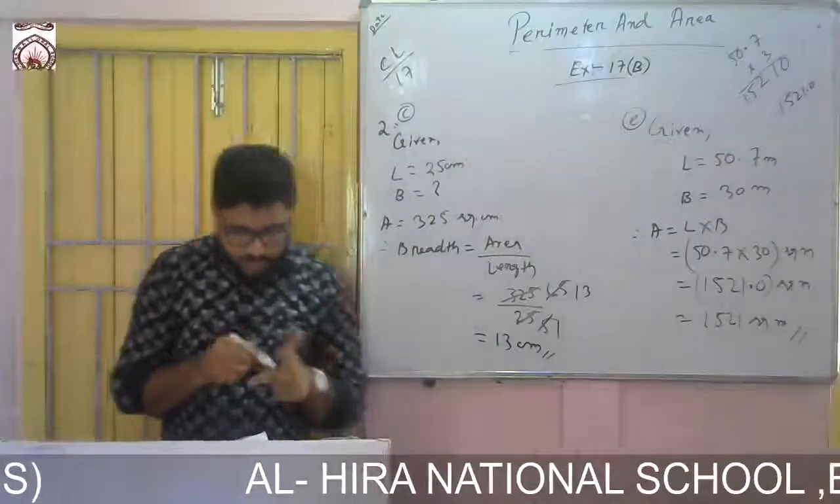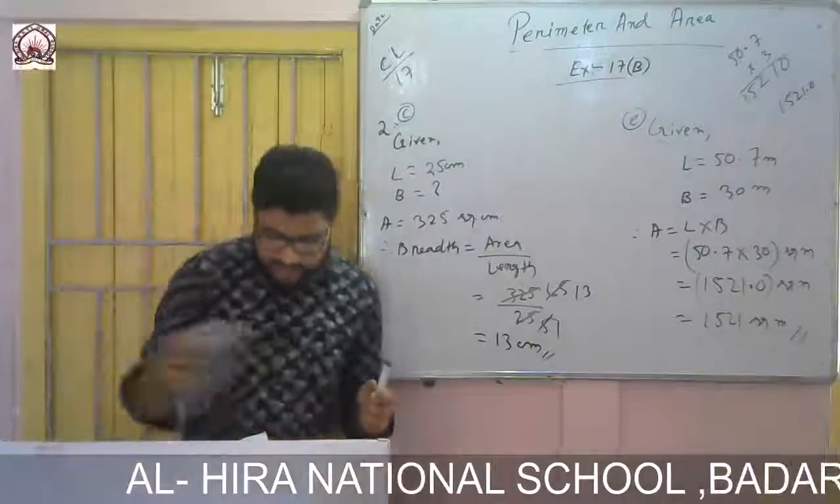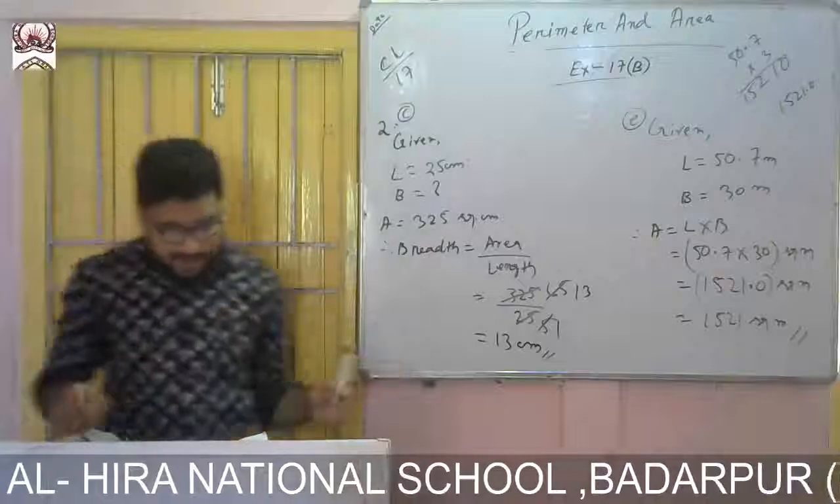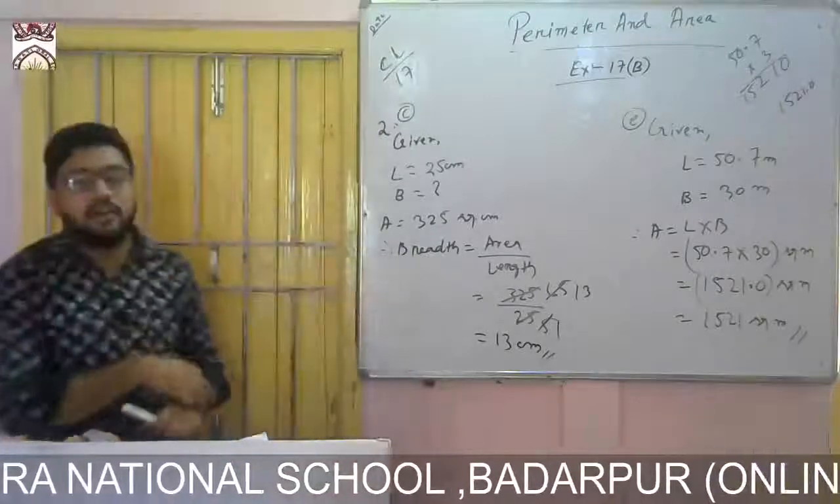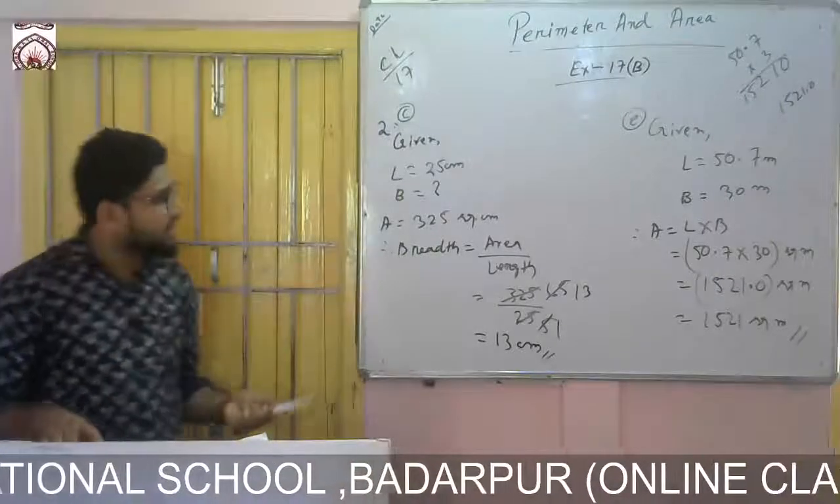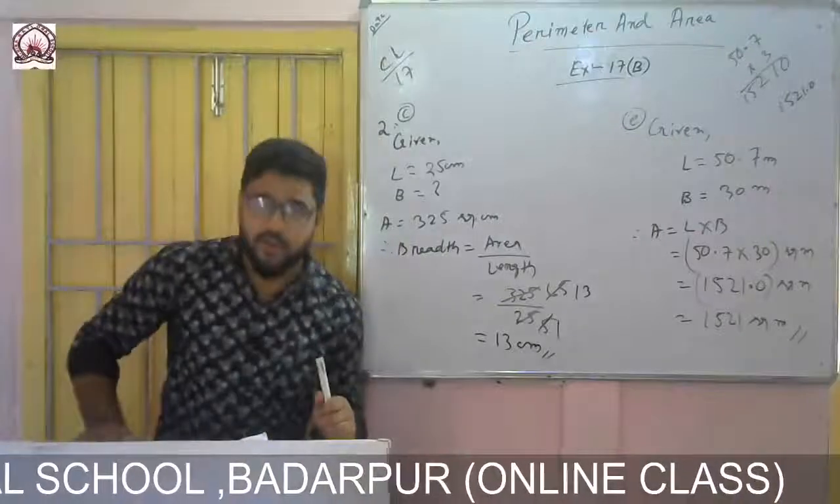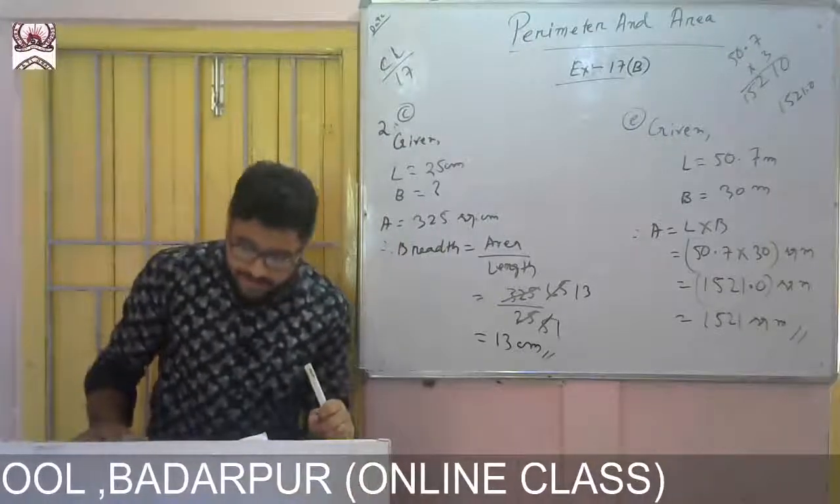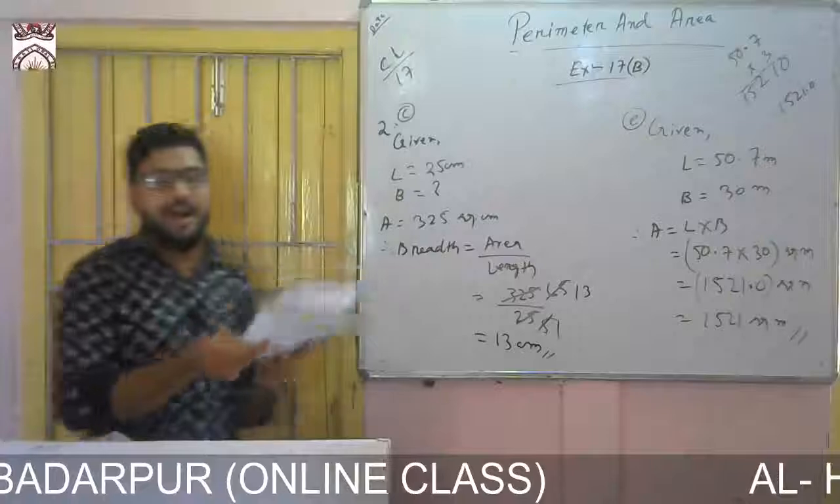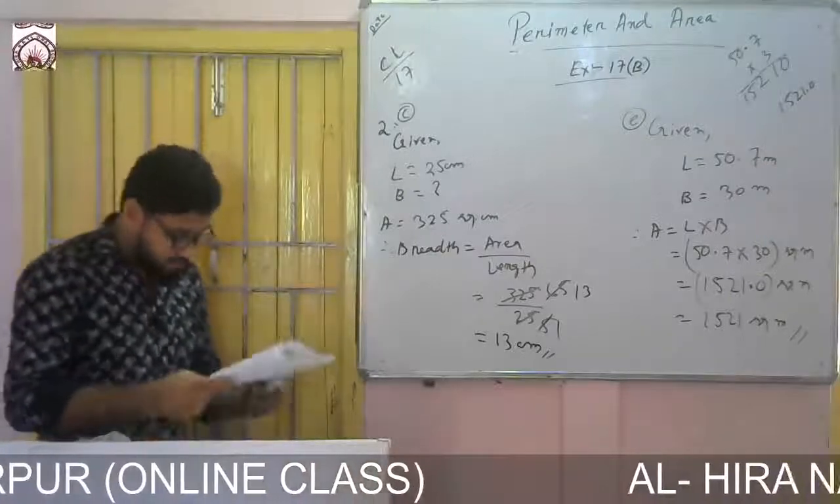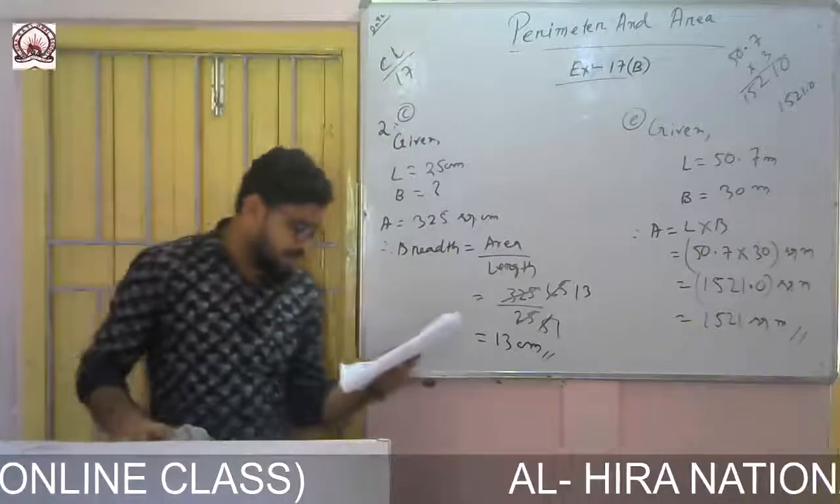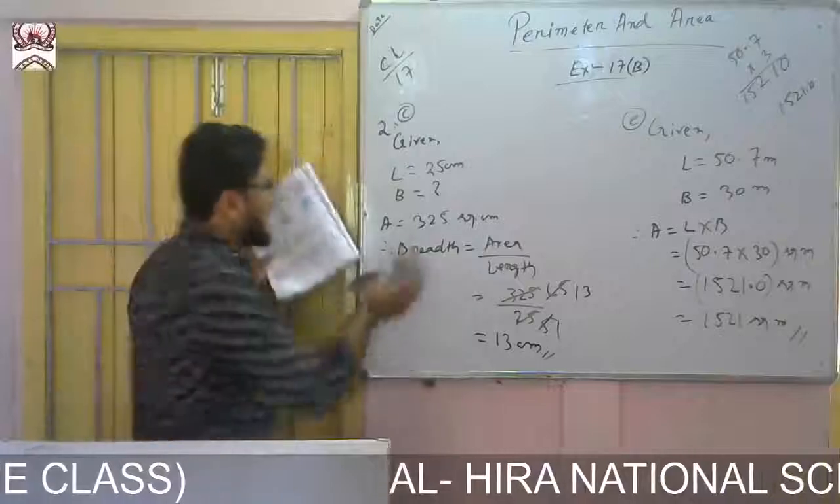Now come to question number 3. Match sides and area of each square. Square means side square. We know area of a square is equal to side square. So side given, I need to match with the area.